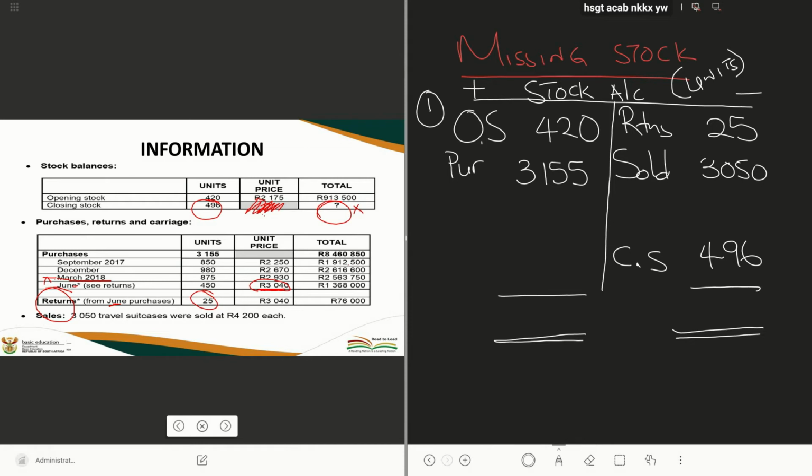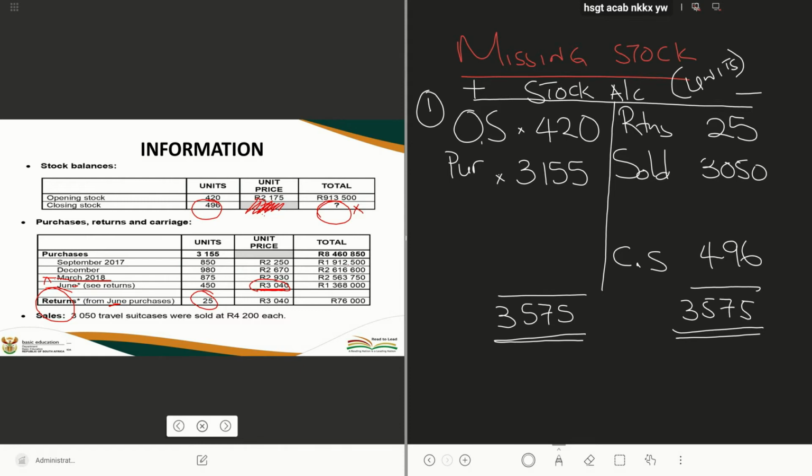Now, once you have done this, you now need to have your calculator. You now look at which side has the highest amount. You know how to do a ledger account. So you are now saying it is your 420 plus your 3,155. And you will get 3,575. You come here, it's going to be 3,575.